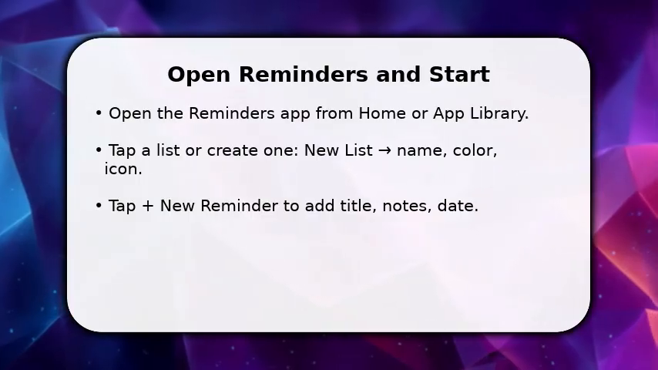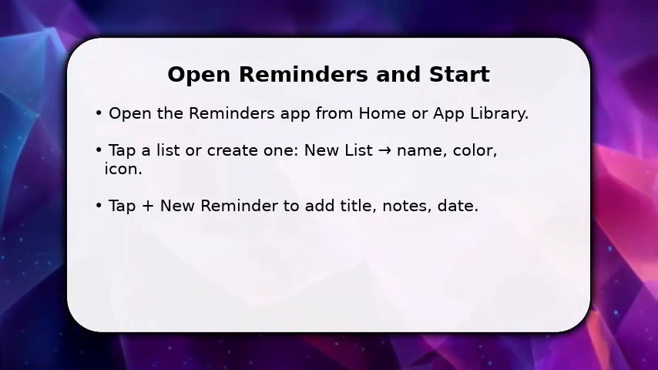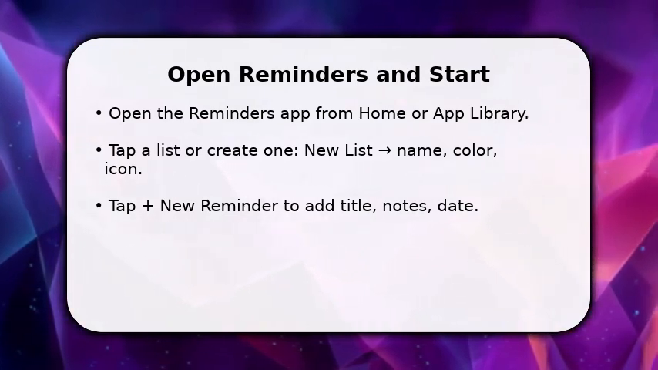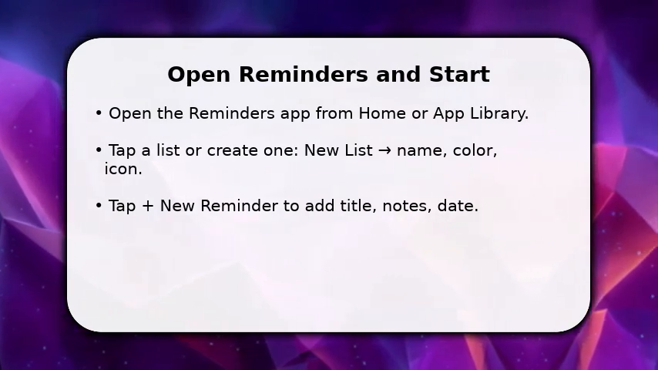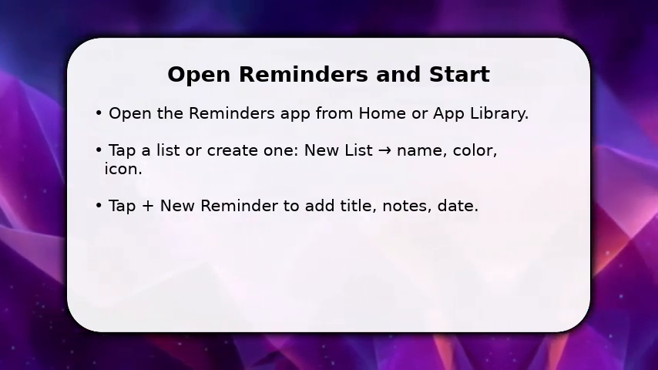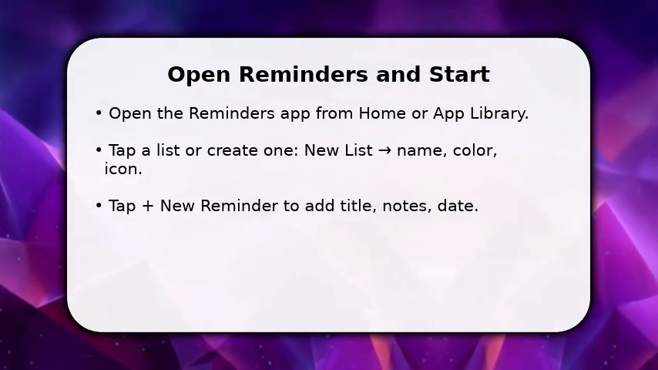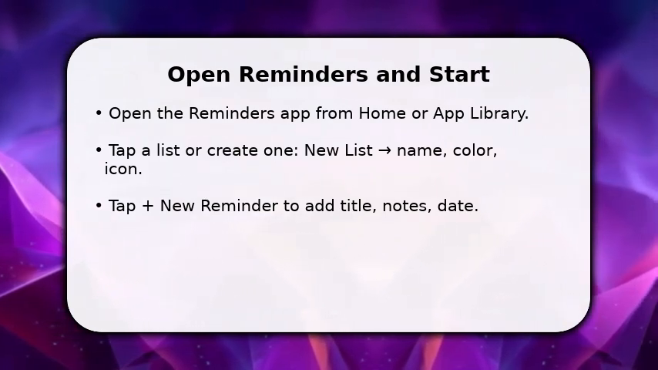You'll begin inside the Reminders app, open it and choose an existing list or create a new one. Tap New List, name it, pick a color and icon so items stay organized. Once done, tap plus New Reminder and type a clear title, then add notes if you need context. Make sure to assign the reminder to the correct list so it appears where you expect. This prevents mixed or lost tasks as you continue setting details.